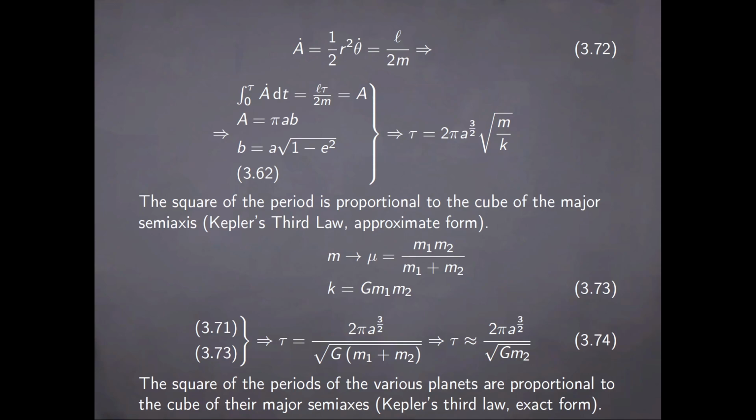Now, since the orbit is elliptical, the area of the ellipse is simply pi multiplying the product between the semi-major and semi-minor axis. The semi-minor axis is given in terms of the semi-major one by the formula here, and then together with the result 362, we once again obtain the expression for the period of elliptic orbital motion. And this very important result states that the square of the period is proportional to the cube of the major semi-axis and is known as Kepler's third law in the approximate form.